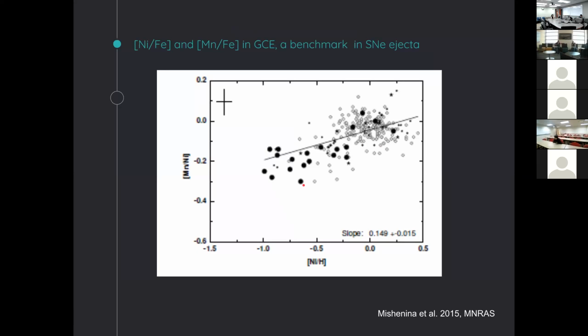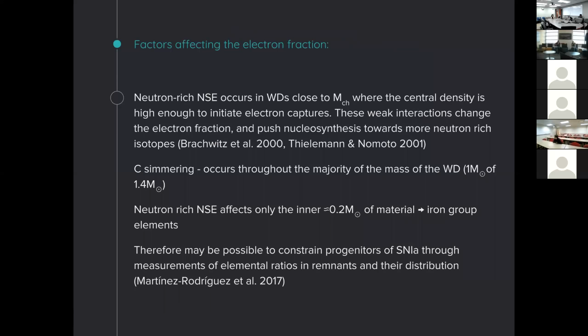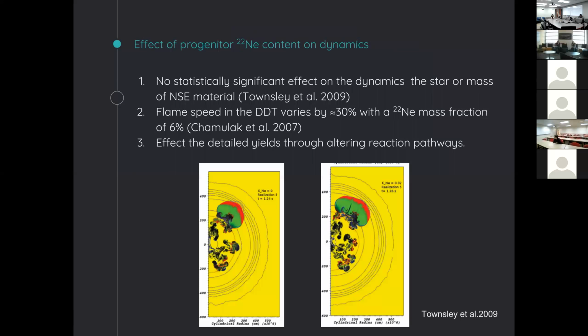So moving on here, nickel to iron and manganese to iron, as a benchmark on supernova ejecta. Although I do realise that I have talked for too long, so perhaps it is best to skip this. I will talk very briefly. So it's fine. You can talk 5 more minutes. It's no problem. So okay, I do have quite a lot of slides anyway, so I may just skip it anyway.